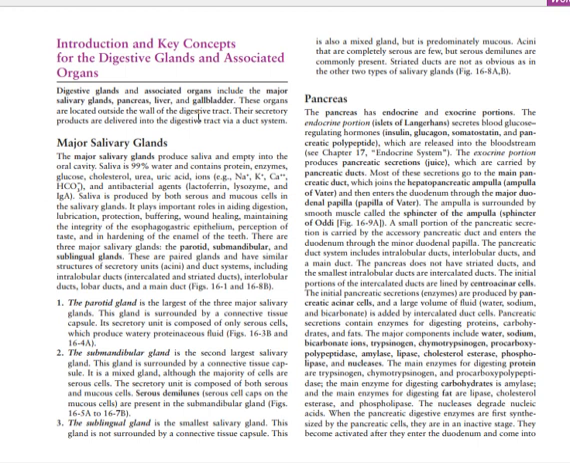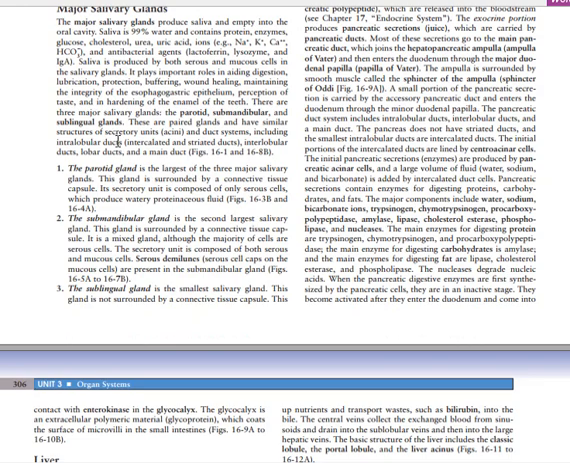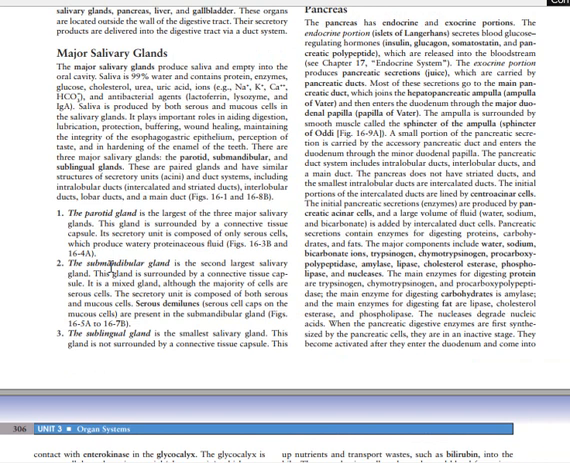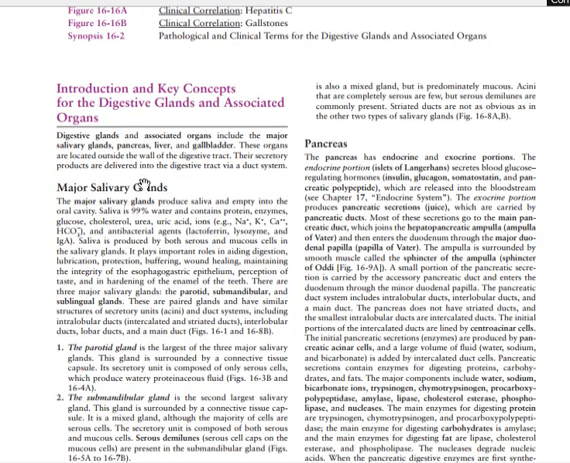So here we continue with the digestive glands and pancreas with histologic presentation. You need to know that the general glands of the digestive tract include the salivary glands, which exist on their own. We have major salivary glands, and there are three of them: the parotid gland, the submandibular gland, and the sublingual gland. The other salivary glands are the minor salivary glands.